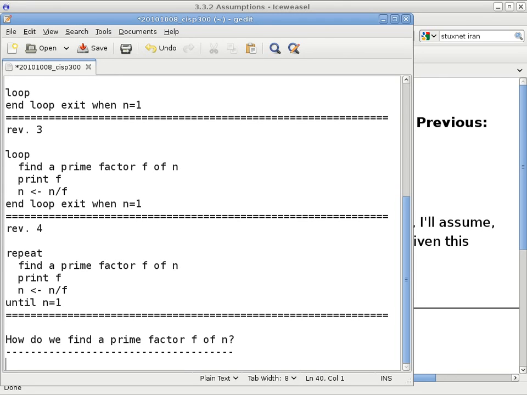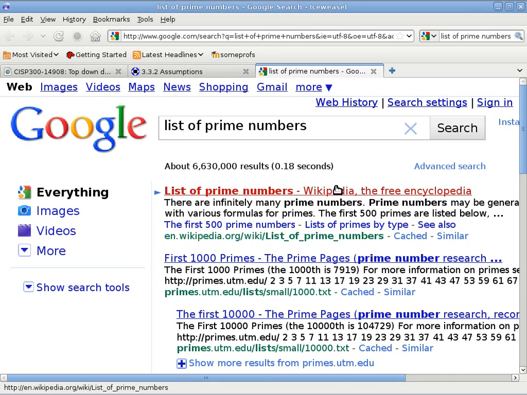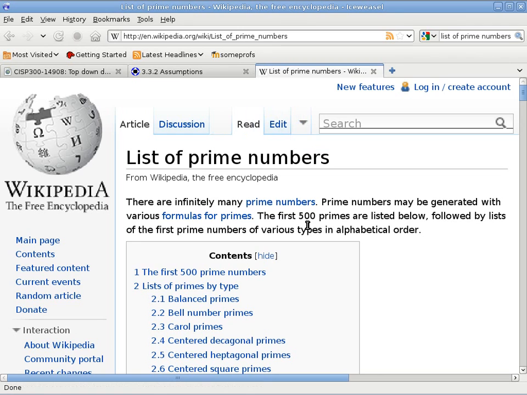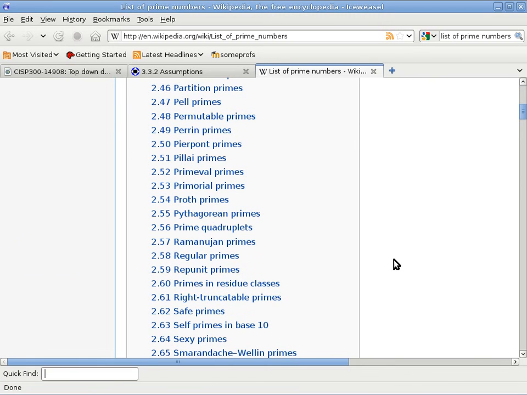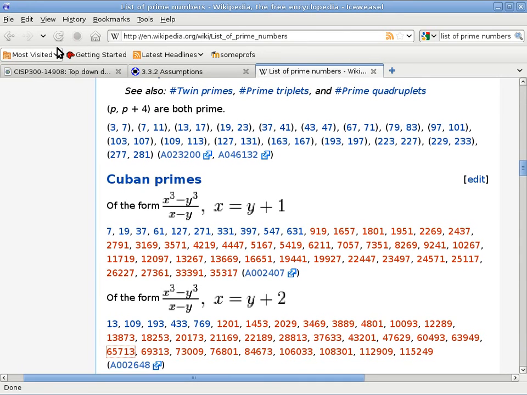Is 17 a factor of this number? Well, the quickest way to do it is to go look for the answer. List of prime numbers. So let's see if this is a prime number itself. 6571 is not a prime number according to this. So it has a factor.